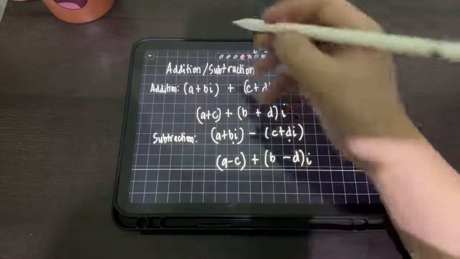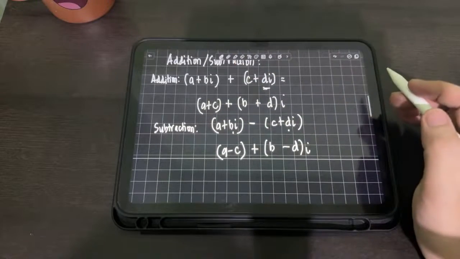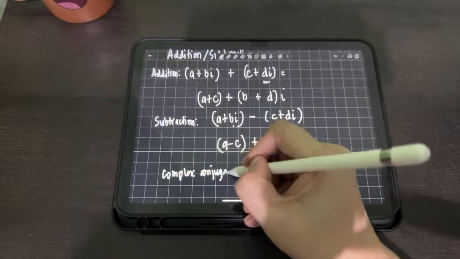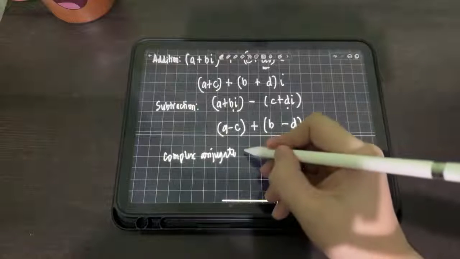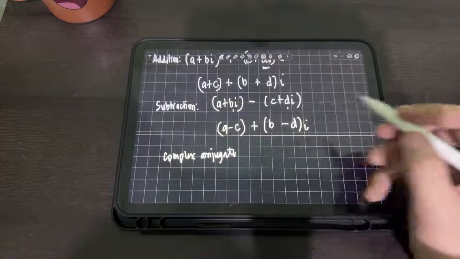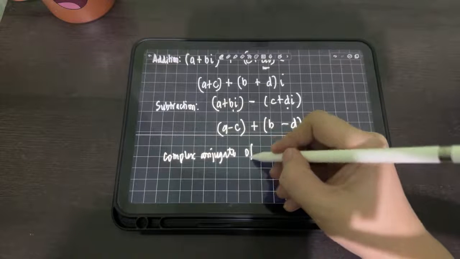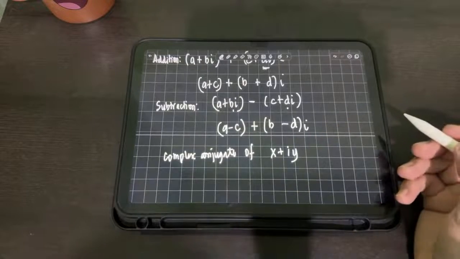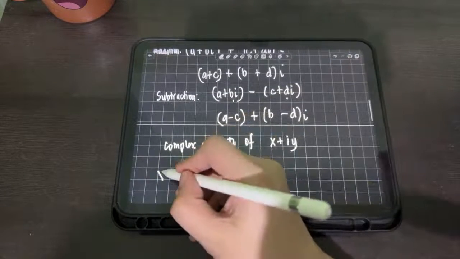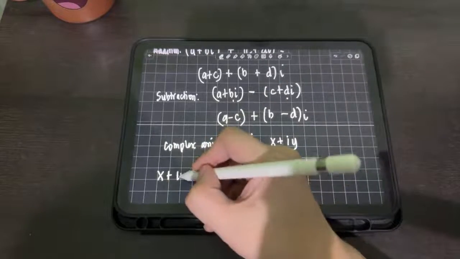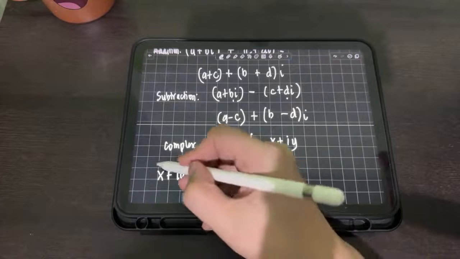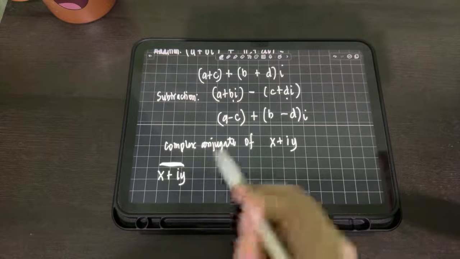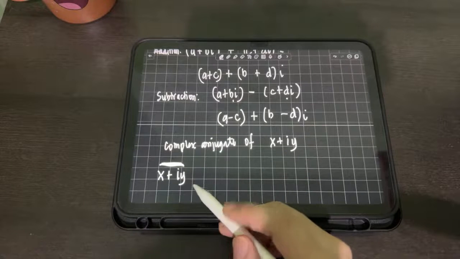Now, I will also introduce to you the concept of complex conjugate. The definition for complex conjugate is that, let's say, we want to find the complex conjugate of the complex number x plus iy. It is denoted by x plus iy with a bar above. It denotes that we're getting the complex conjugate of this complex number x plus iy.